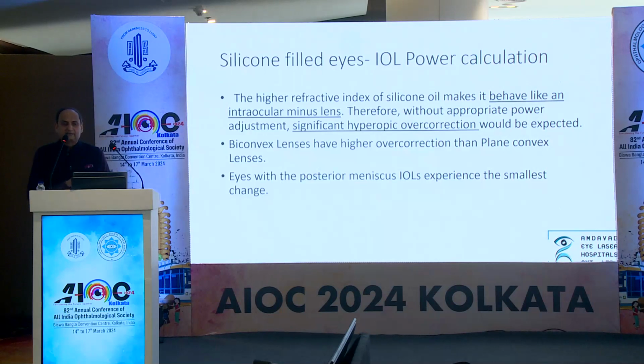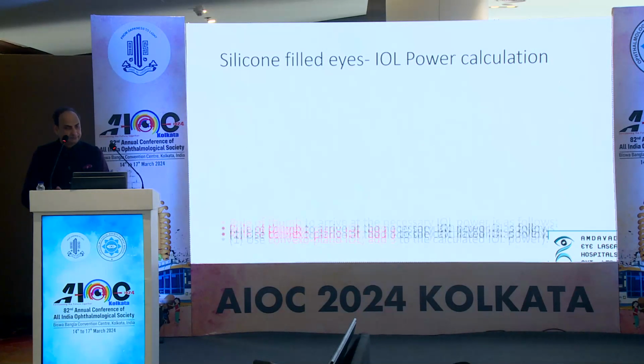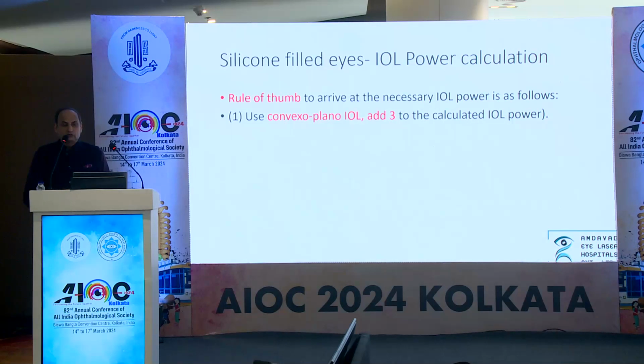So for silicone filled eyes, IOL power calculation: the high refractive index of silicone oil makes it behave like an intraocular minus meniscus lens. Therefore, without appropriate power adjustment, significant hyperopic overcorrection could be expected. Biconvex lenses have higher correction than plano-convex, though there are very few biconvex lenses available, and eyes with posterior meniscus also experience the smallest. So the rule of thumb is to use a convex-plano IOL at 3 D to the calculated power.